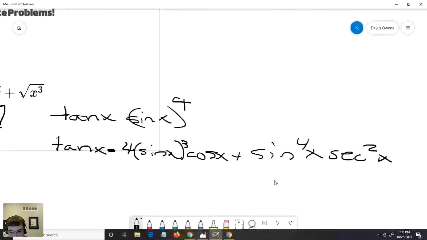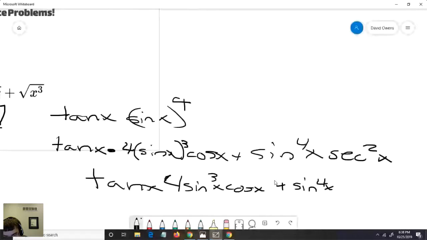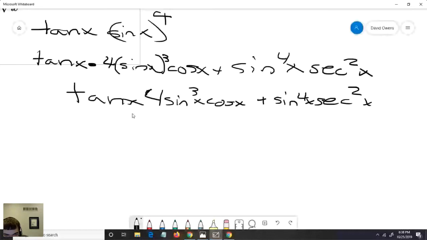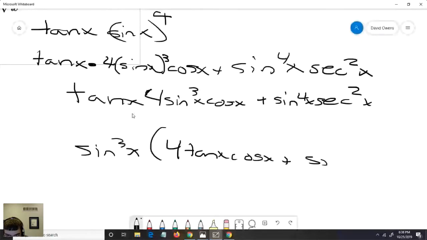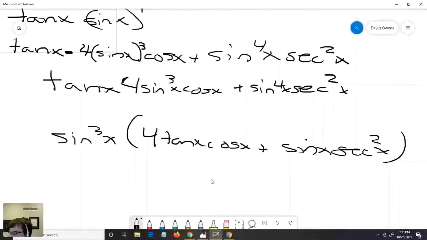So simplifying this a little bit, we get tan x, and remember that we're going to change that back into this notation, plus sine to the 4th x secant squared x, and we can actually do a little bit more simplifying, because we can see that we've got sine cubed x in every term. Plus sine x secant squared x. All right, so that is that problem.